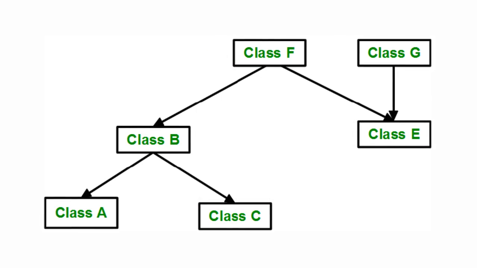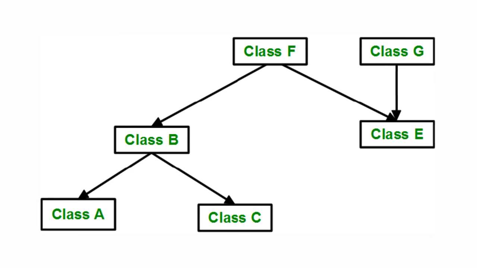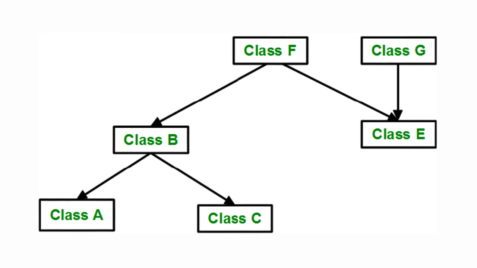Last but not least, we have hybrid virtual inheritance. Hybrid inheritance is implemented by combining more than one type of inheritance. For example, combining hierarchical inheritance and multiple inheritance.